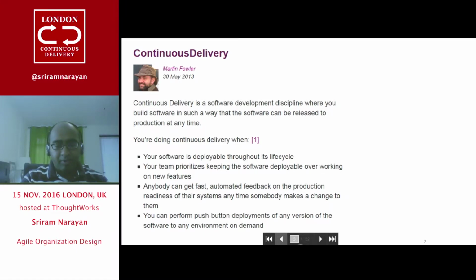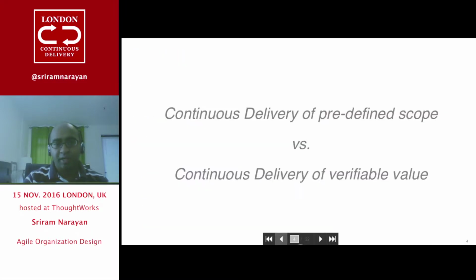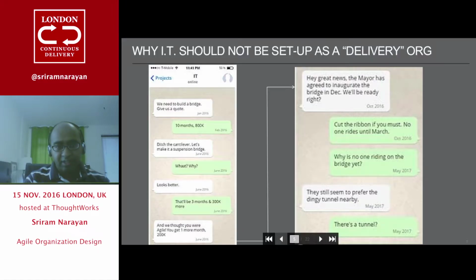But really, in my mind, when I'm asking that question, I want to distinguish between two potential modes of doing continuous delivery. The first one is very common in big organizations, where continuous delivery really means continuous delivery of predefined scope. Whereas you can potentially think of another mode of continuous delivery, which is delivery of verifiable value. I would like to emphasize that these are two different things. Although it's a common assumption that doing the first mostly automatically results in the second, it's clearly not true, and I want to use a mock example to illustrate this.